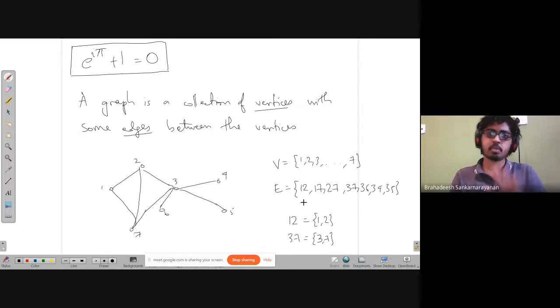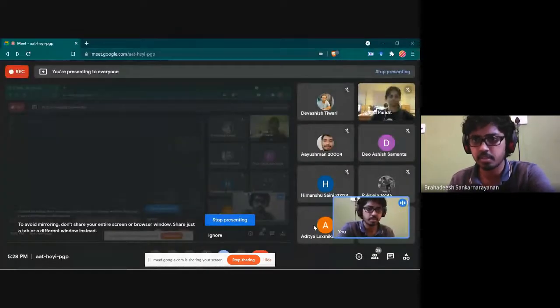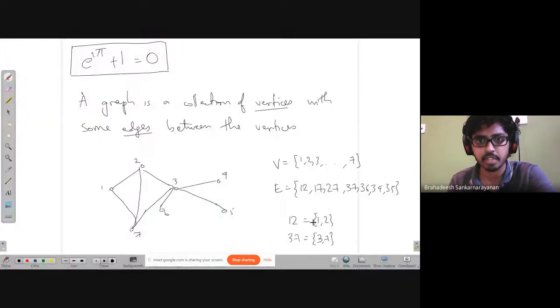Okay. So this is what a graph is. You have some bunch of vertices and you have a bunch of edges between these vertices. That's what a graph is. Okay. Is this much clear? I hope this much is fine. If you have any questions about the definition of a graph, just let me know. Feel free to interrupt me at any time.